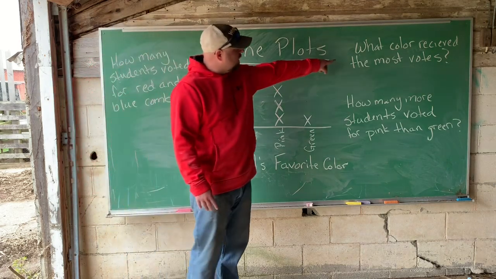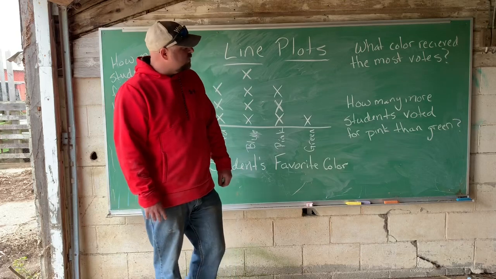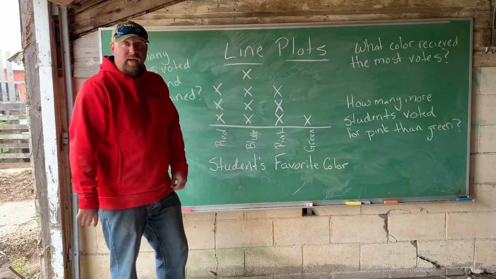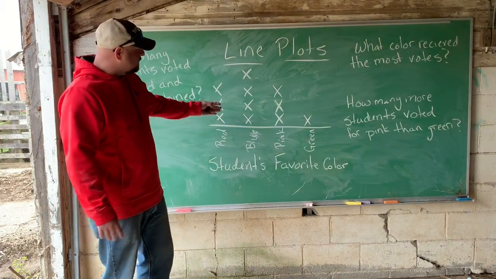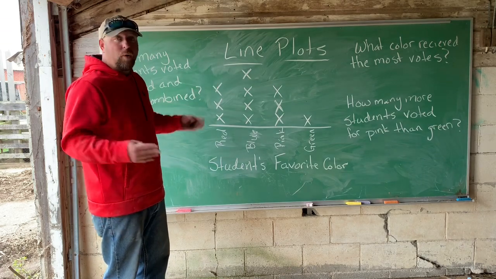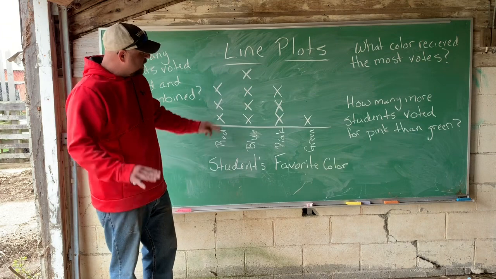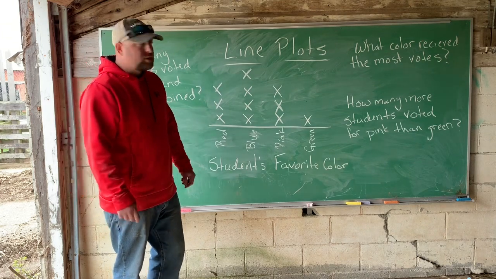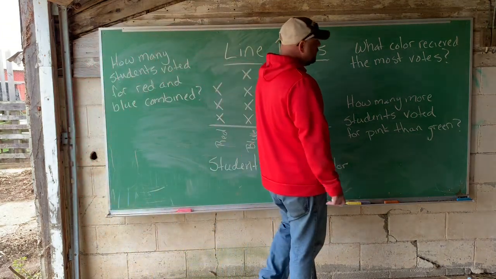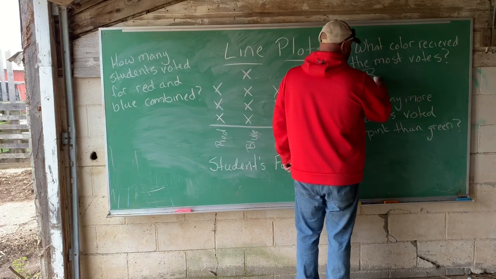The first one that we'll look at is this one. What color received the most votes? That one, I just have to look at the X's and find which one has the highest tower, the most X's. And if I look at that one, I see there are 4 for blue and no other color comes close to that. So, my answer for what color received the most votes, I would put blue.